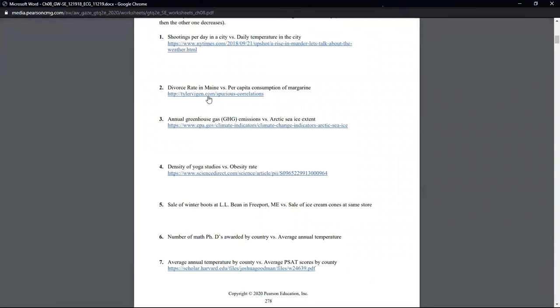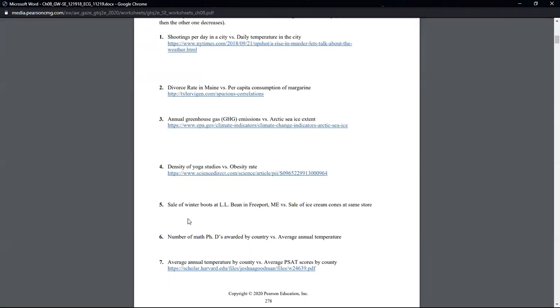And there's a few more of these. So number 2 is spurious. Number 3, greenhouse gas emissions versus Arctic sea ice extent, which means how much ice there is. And that's definitely causal. Check it out. Density of yoga students versus yoga studios versus obesity rates. We would say that's possibly causal. So like the last one, causal, definitely. But this one I'm going to say possibly causal.